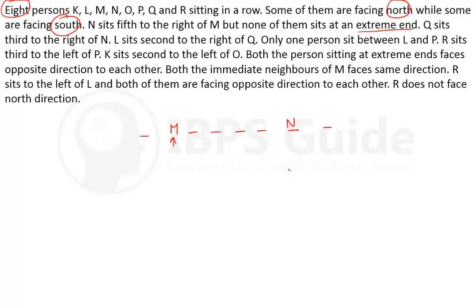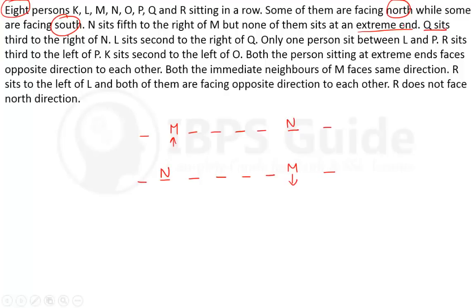So if M is facing south direction, then what happens? M south direction. Then fifth right will be this side. 1, 2, 3, 4, 5. N is at this position, and none of them is sitting at the extreme end, then this position.